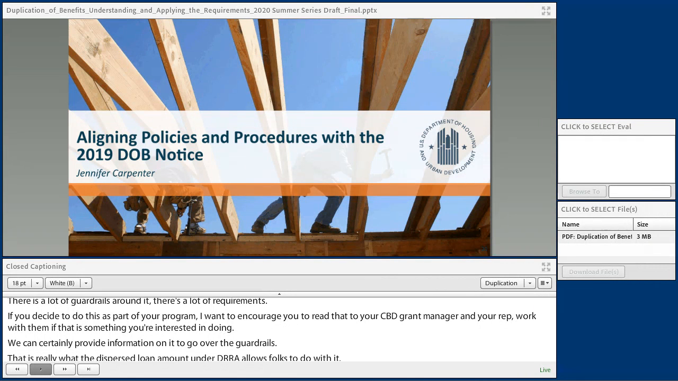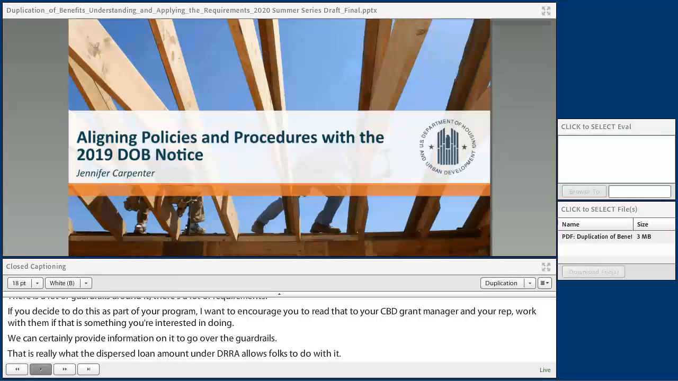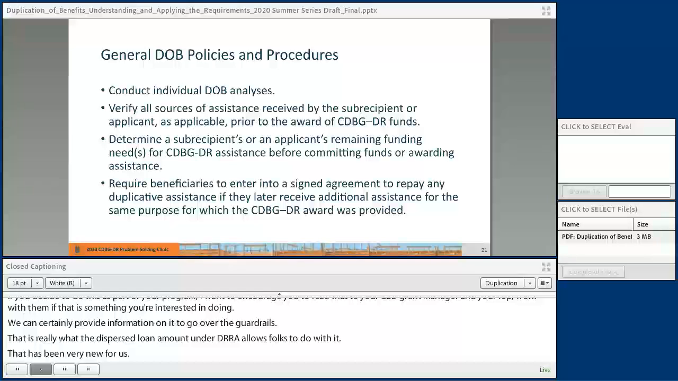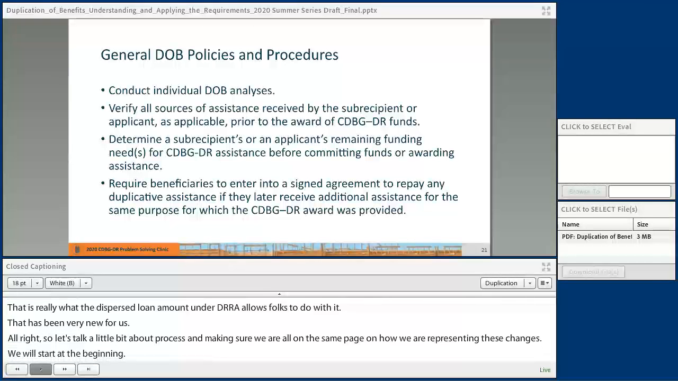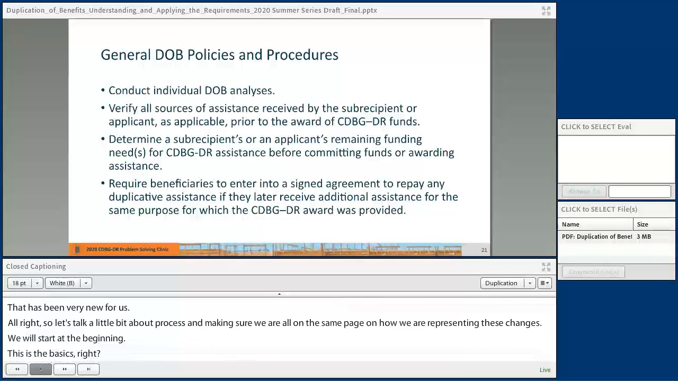All right, so let's talk a little bit about process and making sure we're all on the same page about how we're representing these changes. We'll start at the beginning. This is the basics, right? So everyone, this is the same as before the 2019 notice. You're going to conduct individual DOB analysis, right? We can't do any sort of blanket DOB analysis. This is all at an individual applicant level.